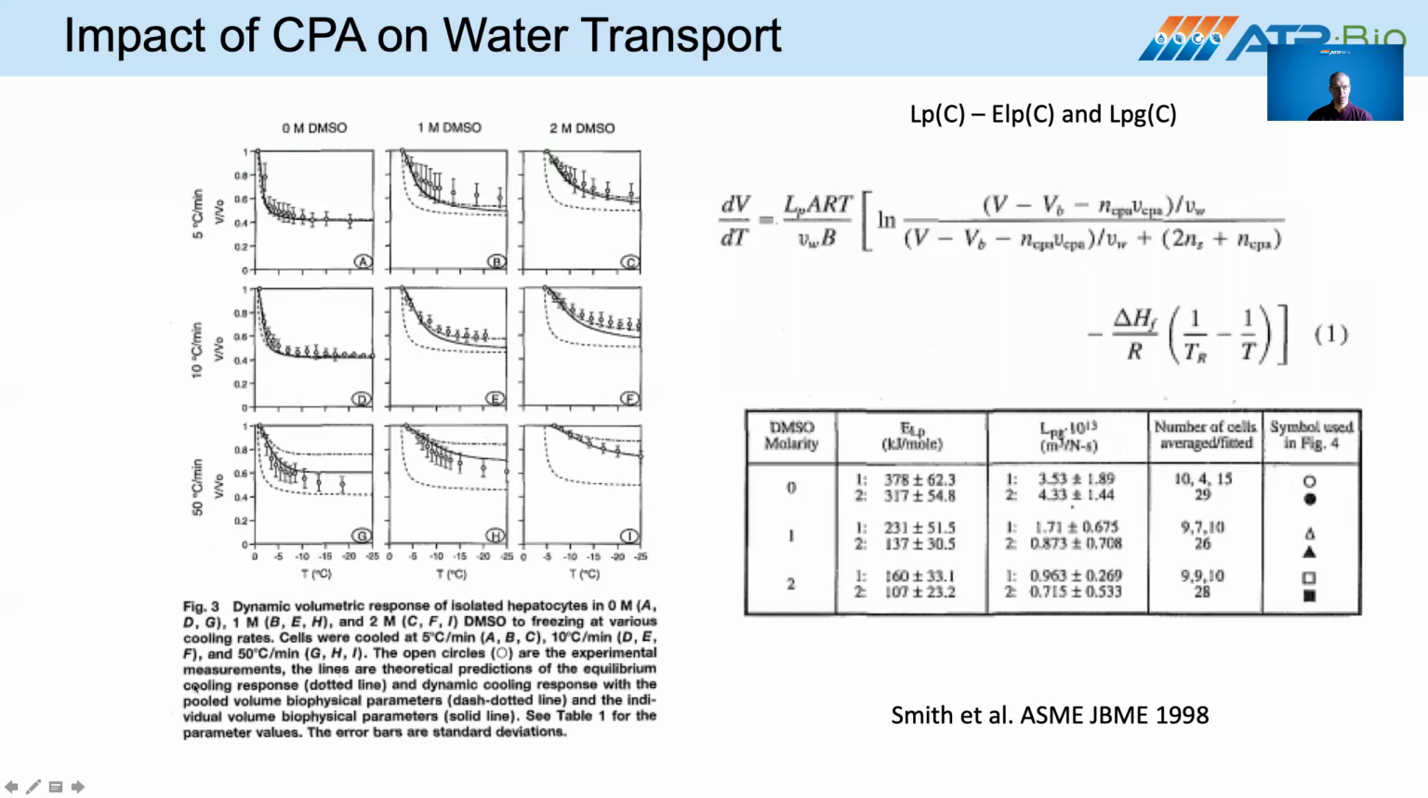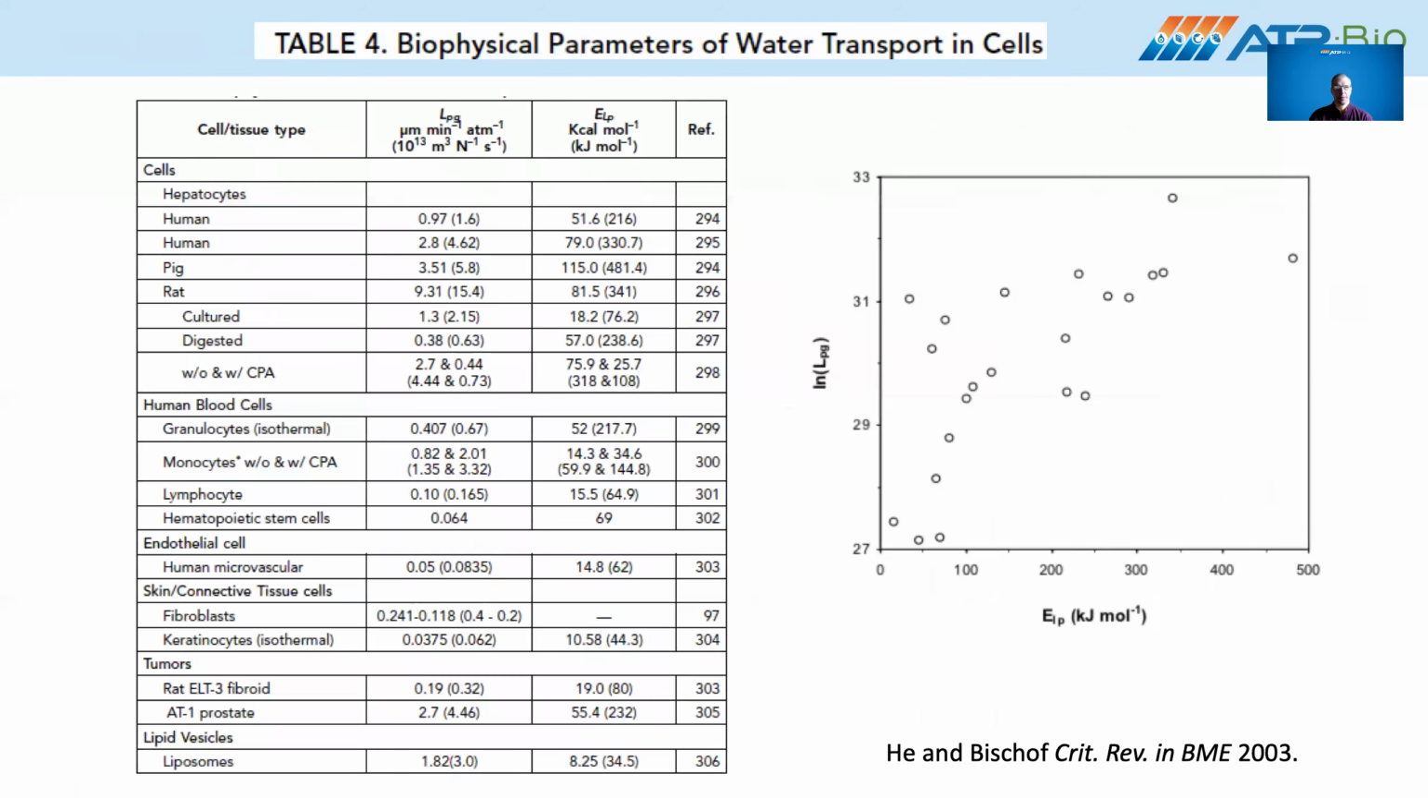And if you do all the fitting, you can show very clearly that the activation energy reduces, and the reference permeability for hydraulic permeability also reduces with molarity. And so this was published in Journal of Biomechanical Engineering back in '98. Here's some reference from the literature looking at a variety of different cells, it's natural log of Lpg, the reference permeability, to the activation energy. And you can see there seems like maybe there is a bit of a relationship, but I don't think anyone has completely worked that out.